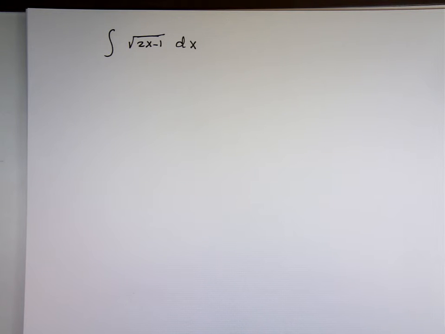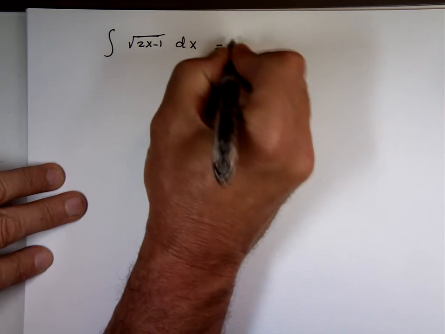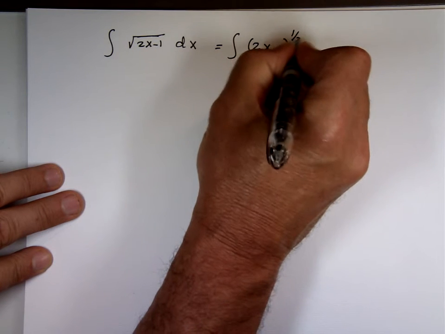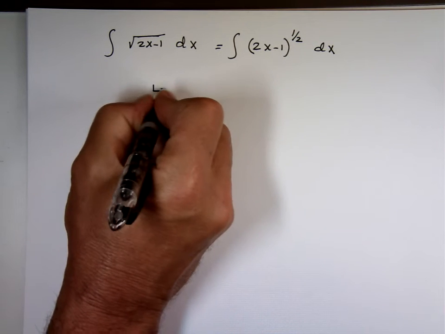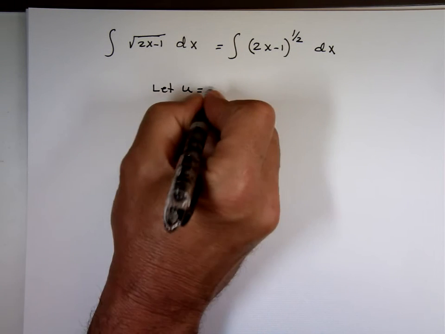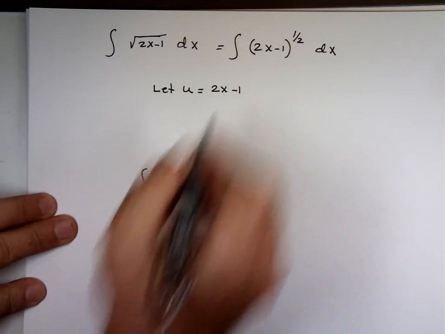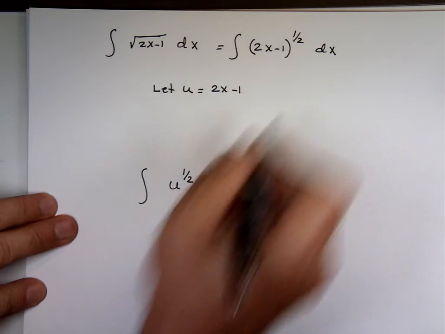Without this method right now, I couldn't integrate this question without the use of substitution, or integration by substitution. I'm going to rewrite this as first (2x minus 1) to what power? 1/2, and there's a dx. So I'm going to let u equal 2x minus 1. Again, leave a space. So this problem now can be written as u to the 1/2. And let me wait on the dx.